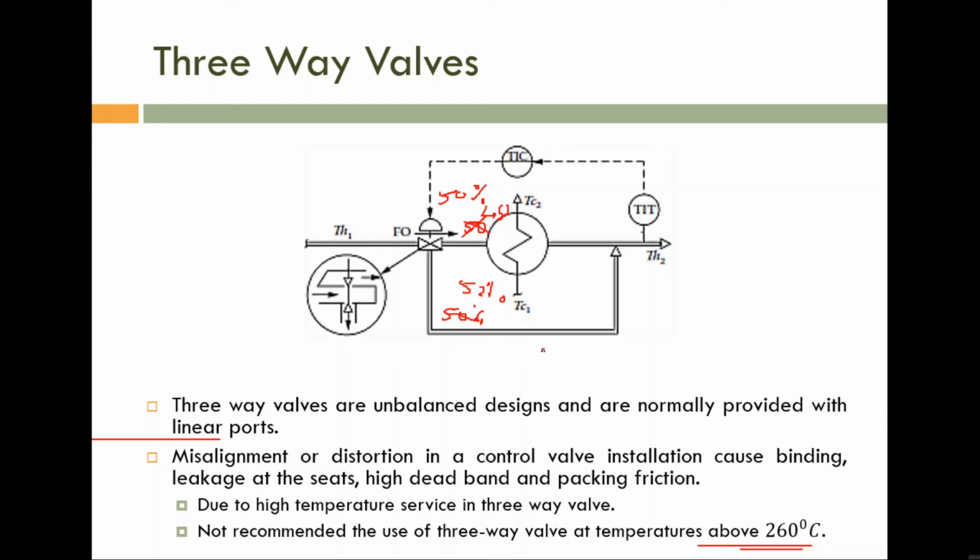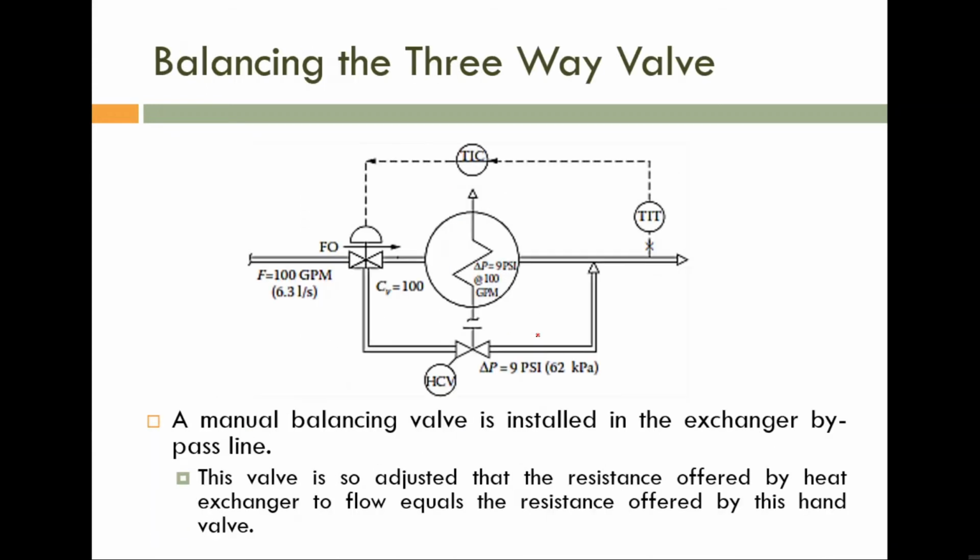include a hand valve here. By introducing a resistance to this bypass line, we can avoid this unbalanced condition. This heat exchanger is providing a resistance. Include the same resistance here using a hand valve. That is one solution. So please note, a hand valve is provided here in order to avoid the unbalanced condition.